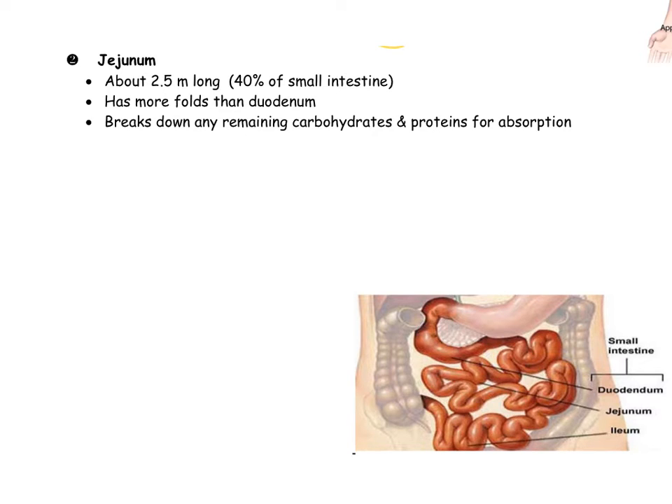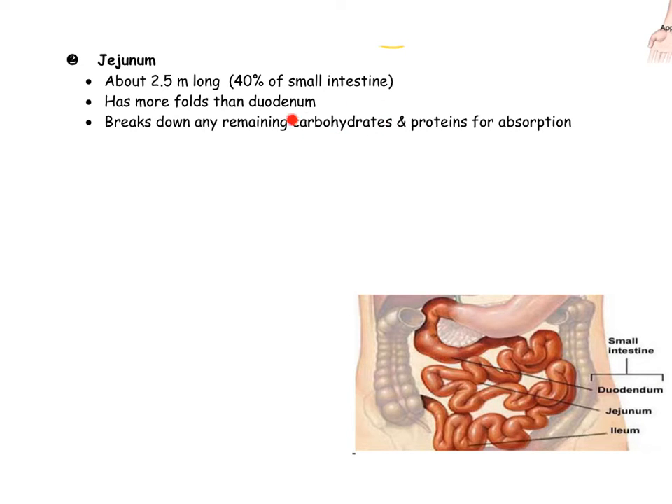Now, food's moving along here. It's got a little bit of bile mixed in. It's got some pancreatic enzymes mixed in there, and it's moving on from the duodenum, and it's going to have more folds than the duodenum, and that's just again to maximize absorption. But we know that at this point most of our food is broken down, but there's still a little bit of breaking down that needs to happen before some of our larger pieces can get absorbed.